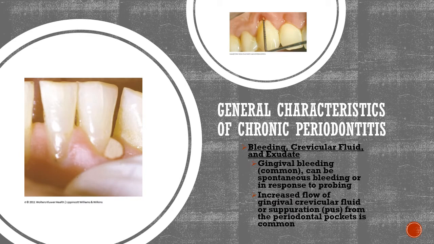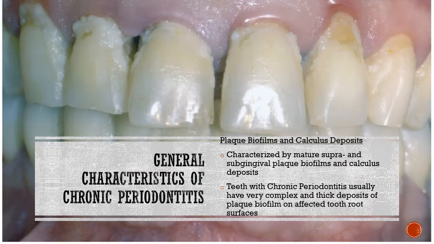Some more general characteristics include bleeding, crevicular fluid, and exudate. Gingival bleeding is common and can be spontaneous bleeding or in response to probing. Increased flow of gingival crevicular fluid or separation from the periodontal pockets is also common. Another characteristic of chronic periodontitis is mature supra- and subgingival plaque biofilms and calculus deposits. Teeth with chronic periodontitis usually have a very complex and thick deposit of plaque biofilm on affected tooth root surfaces.